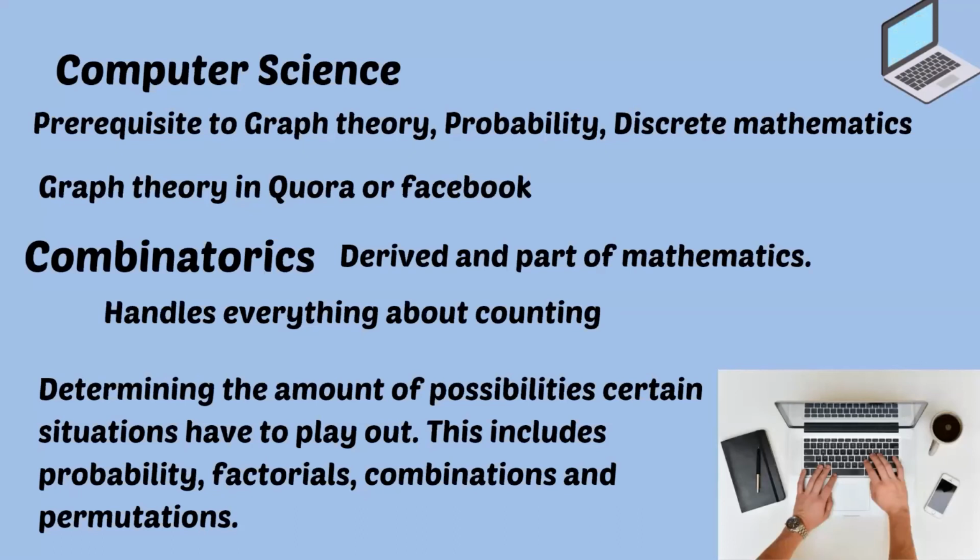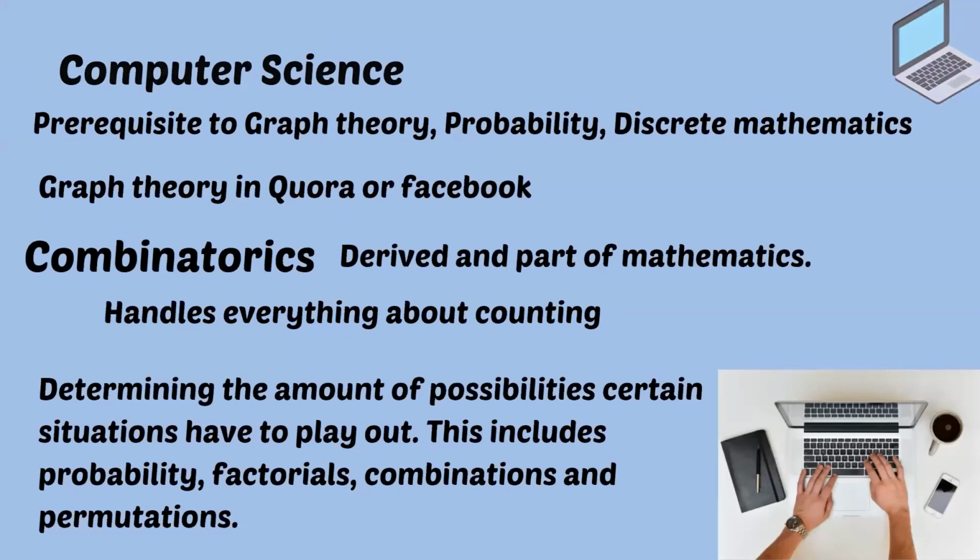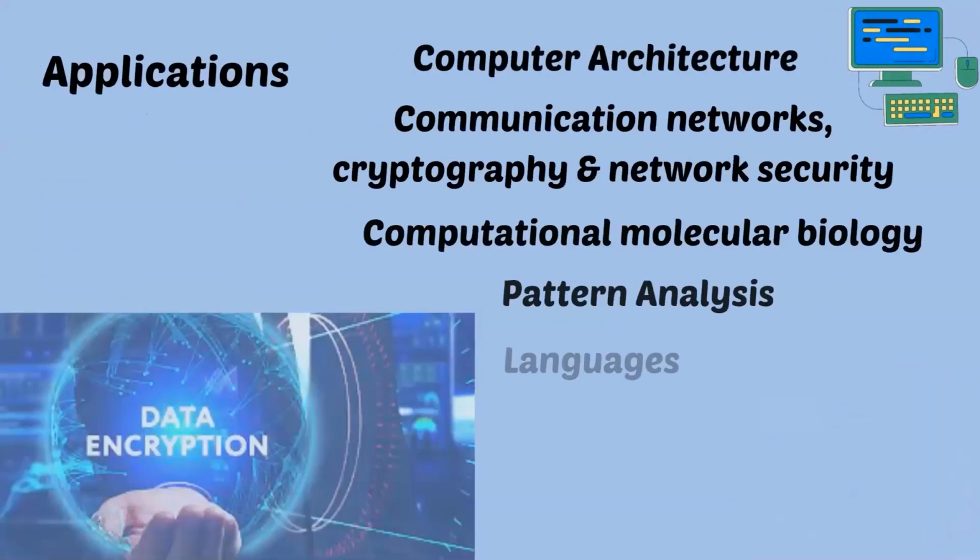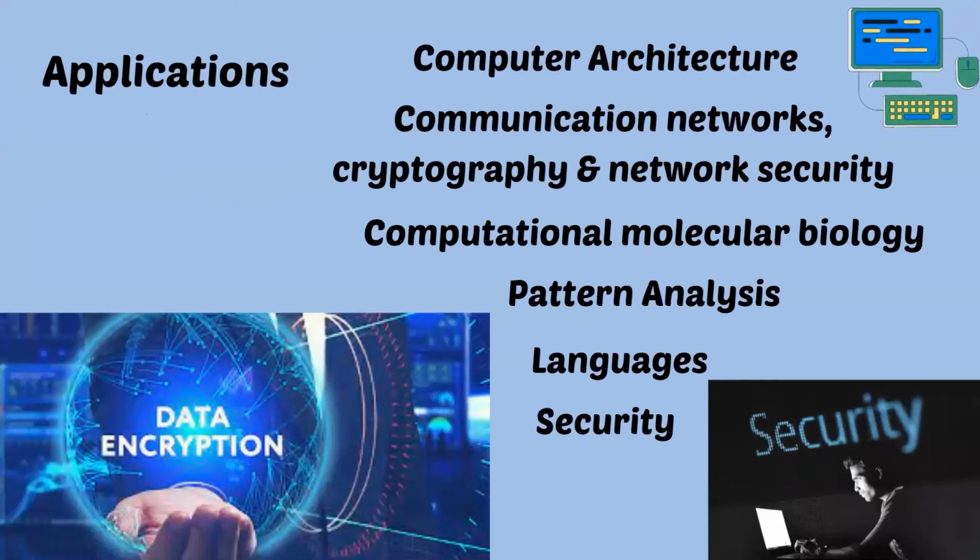So while dealing with permutations and combinations, I thought I'll be introducing this to you. This is a section where everything will be dealt with. So the probability, the factorial, the permutation and combination, everything is related and comes under this. Now we'll be dealing with some of the applications. This is being used for security purposes, for pattern analysis in languages, in computational molecular biology, in computer architecture, in communication networks, in cryptography and network security. All these fields are using the concept of permutations and combinations.